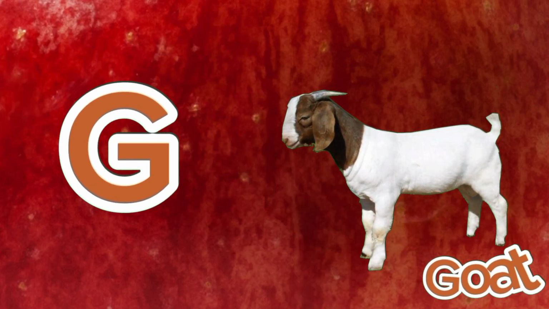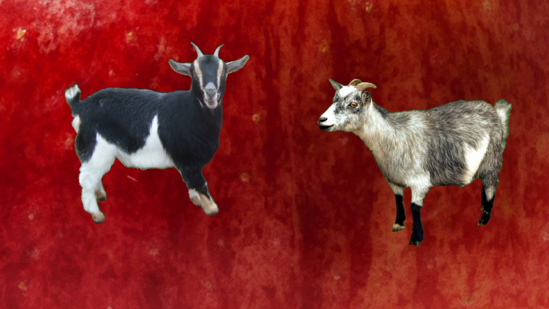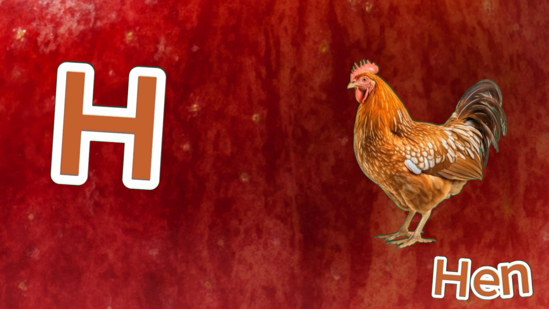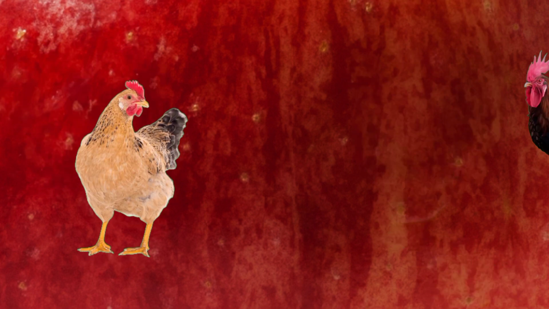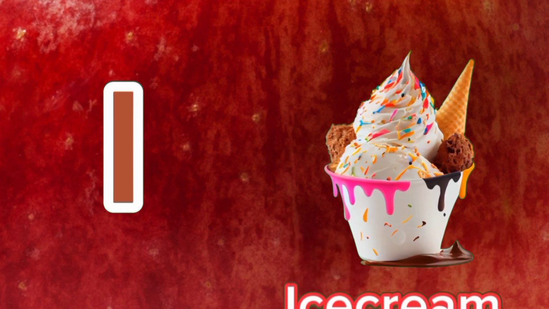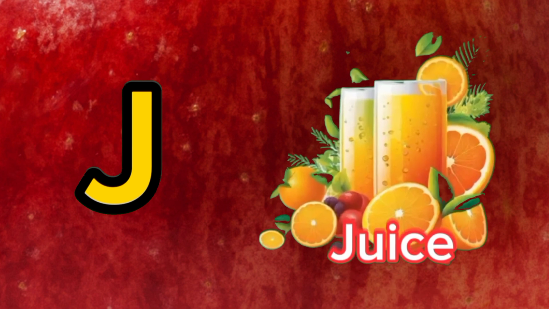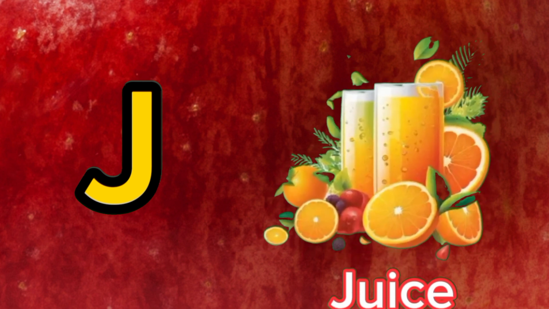G for goat. This is goat. G for goat. H for hen. This is hen. H for hen. This is hen. I for ice cream. This is ice cream. J for juice. This is juice. J for juice.